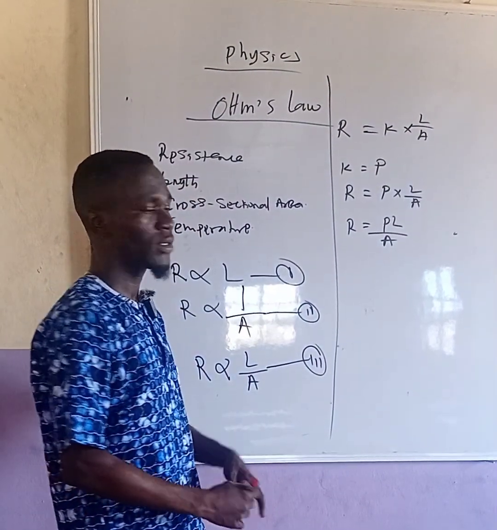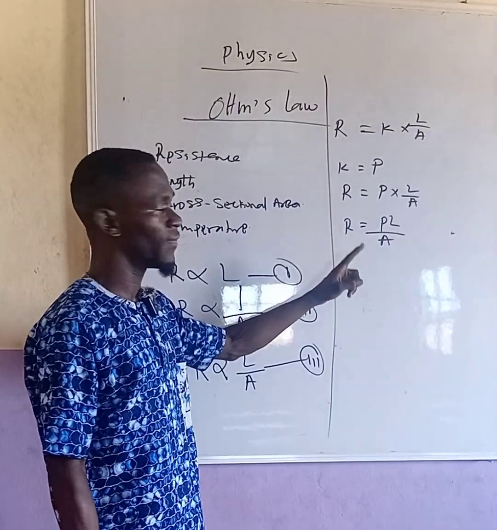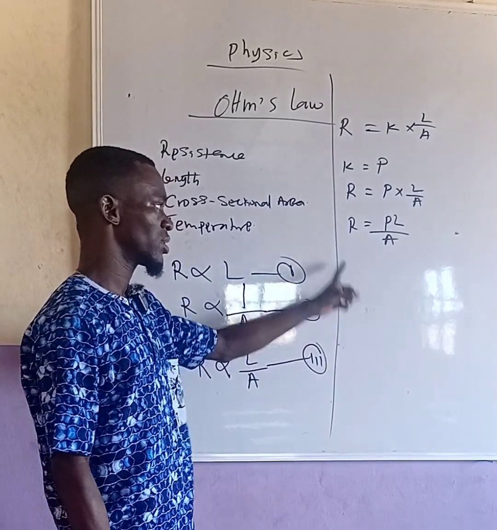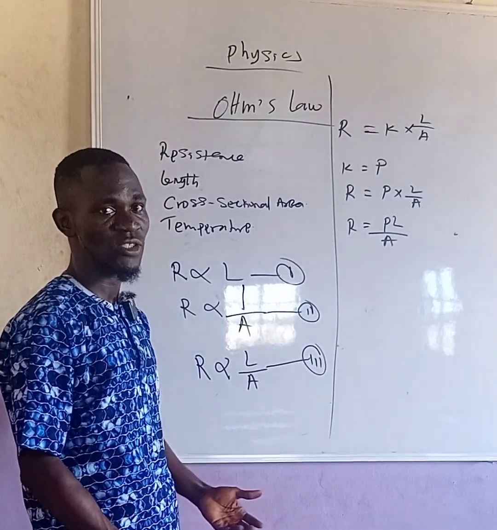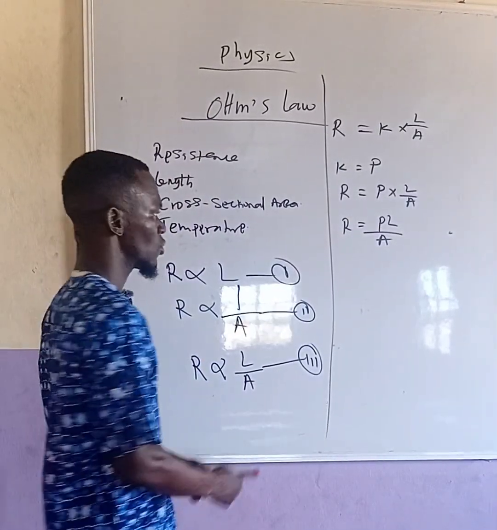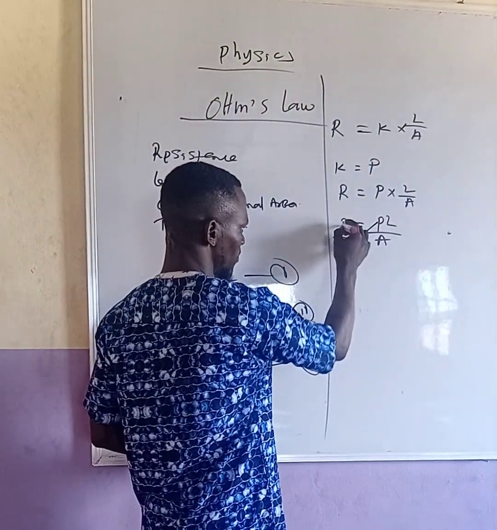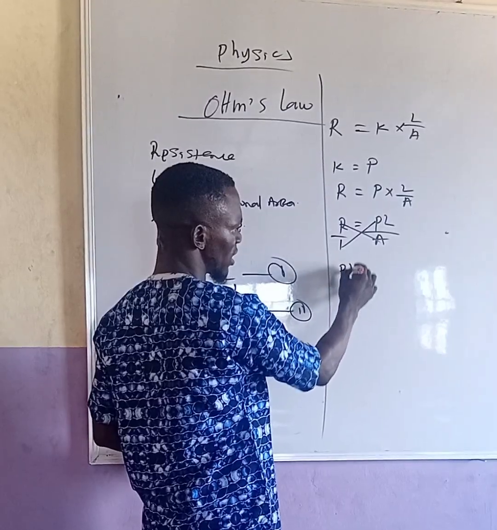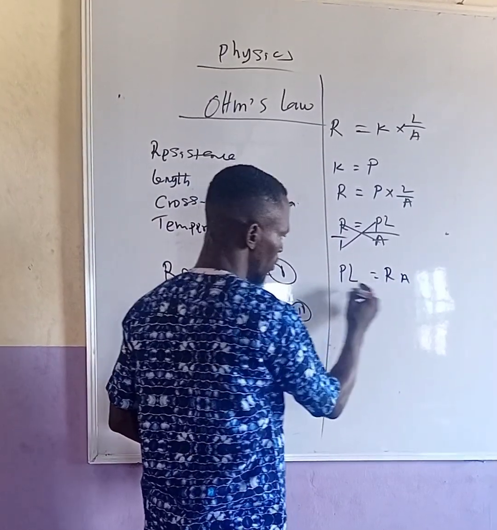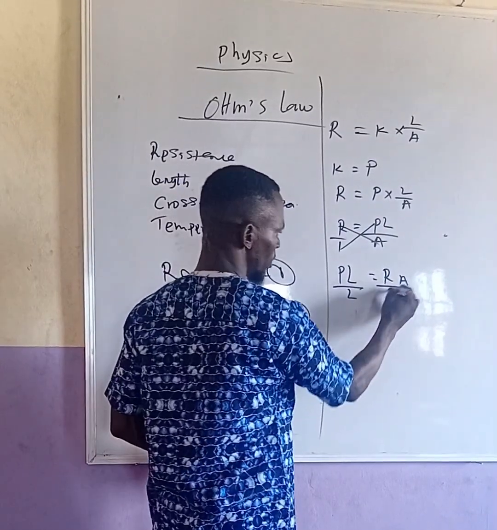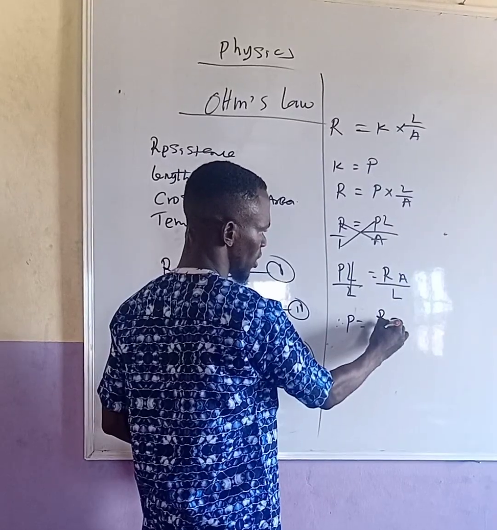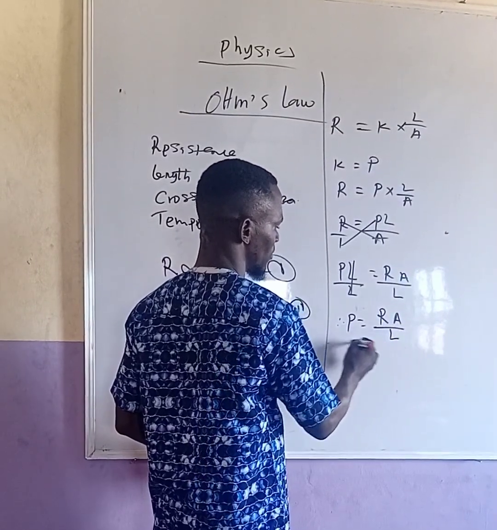Now you can use this formula for any question that involves resistivity, length, and area to solve for resistance. And if you have to find resistivity, it means that you are going to make resistivity the subject of the formula. So you cross multiply to give resistivity times length equals resistance times area. Then the length over the length cancels out, so resistivity equals resistance times area over length.